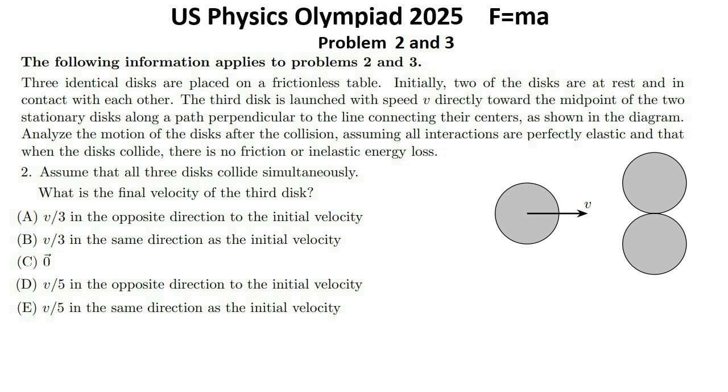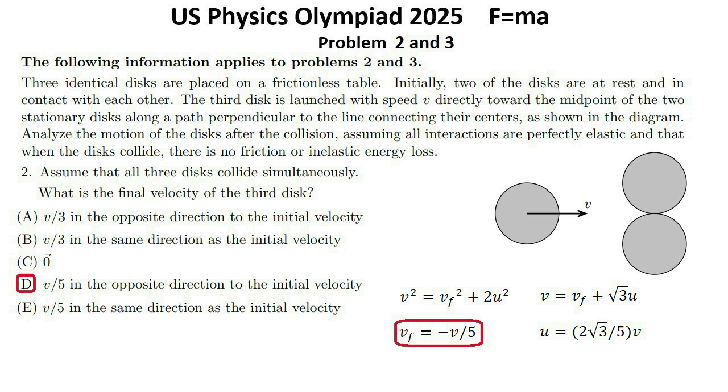Thus, if the third disk has final velocity vf, and the other 2 disks have final speed u, conservation of energy gives v squared equals vf squared plus 2u squared. And conservation of momentum gives v equals vf plus square root of 3 times u. Solving the system gives vf equals negative v over 5 and u equals 2 root 3 over 5 times v. This is the answer D. And that was the solution for problem 2.